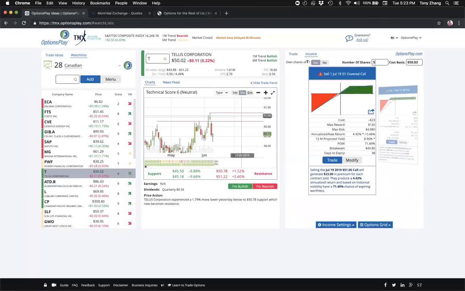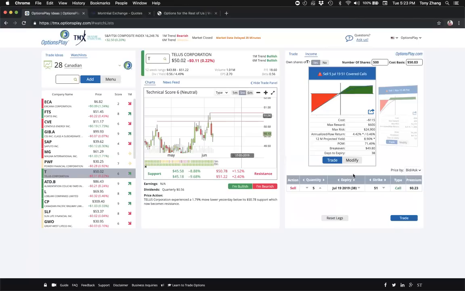So let's say you own 500 shares. You could sell just one contract. You don't have to sell 5 contracts. So you can be very tactical on this. You just can't go above the 5 contracts if you only have 500 shares.